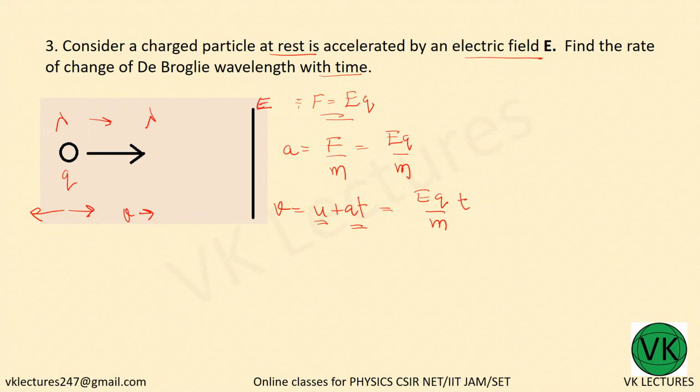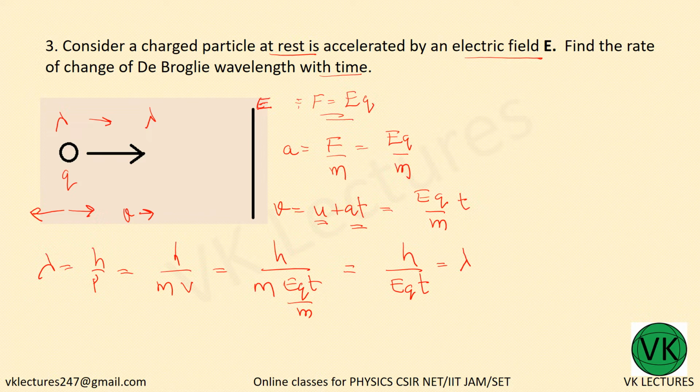But we know lambda is equal to h by p, that is equal to h divided by mv. So that's equal to h divided by m into v, and v is eqt divided by m. So m and m get cancelled, so lambda is equal to h divided by eqt. So as and when t increases, lambda decreases.